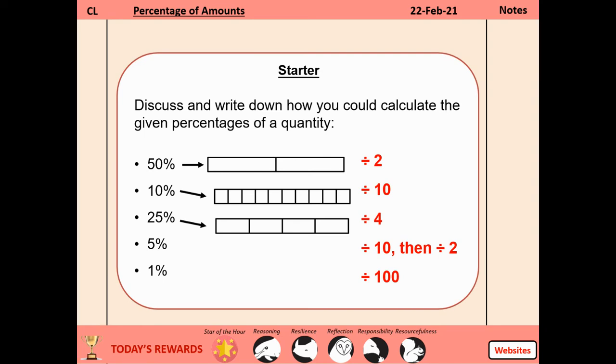So 50% is a half, you divide it by 2. 10%, you divide by 10. 25% is equivalent to a quarter, so you divide it by 4. 5%, if you work out 10%, you just halve it, and to work out 1%, you divide it by 100. You need to memorize these, so please make a note of this.